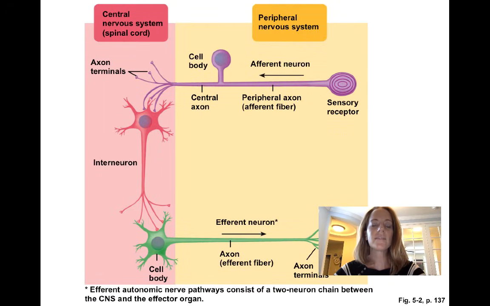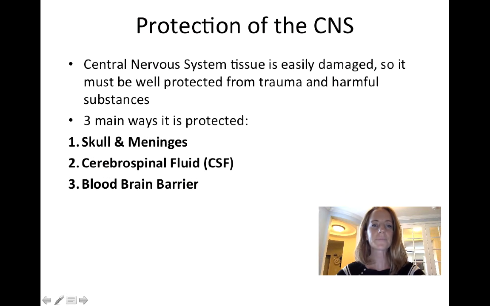So if we look at this in a very simple circuit diagram, we start with a sensory receptor. We go through an afferent neuron to activate a central nervous system neuron, which sometimes is indicated as an interneuron. From there, we'll send motor commands out to the efferent neuron to have a response in an effector muscle or gland.